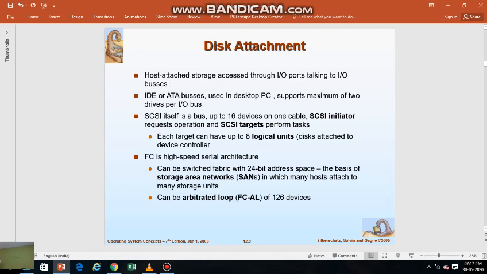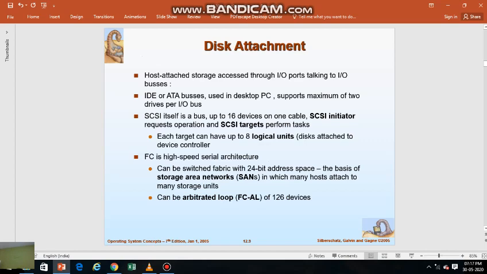Next we have Fibre Channel. This is a high speed serial architecture, and it can operate in two ways. First, it can operate over an optical fiber, or it can operate over 4 conductor copper cables. Now it has two variants. The first one is the storage area network, and the next one is the arbitrated loop.